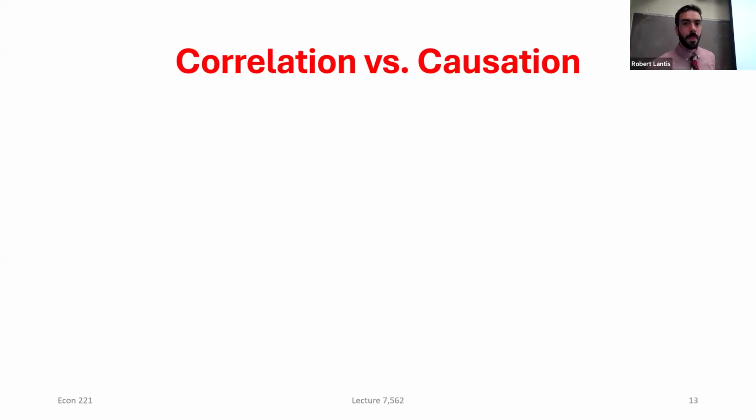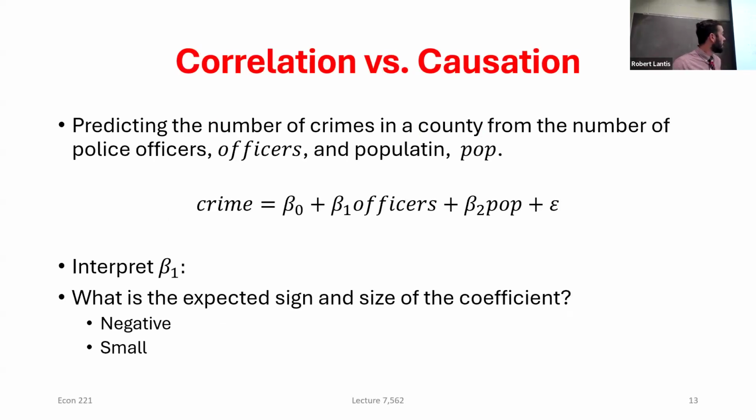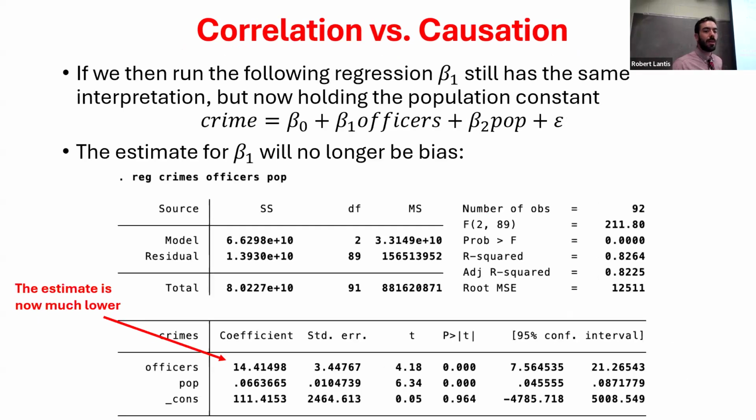There we go. I'll run through this kind of quick. We kind of already looked at these. I would think that the sign's going to be negative small. We already looked at this. We ran the regression. It's huge and positive. Why? We left out a lot of other important omitted variables. We include just population, and it cut it in half.